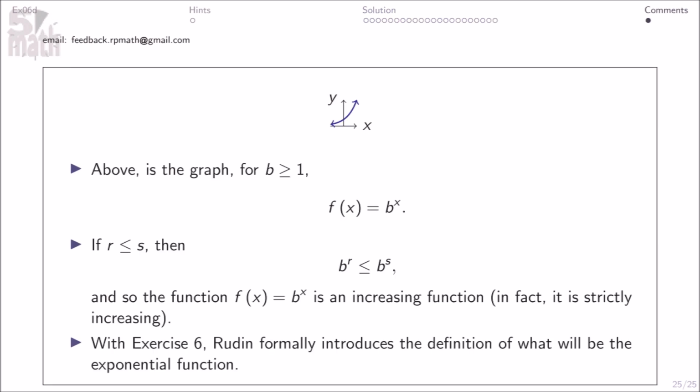Above is the graph for b ≥ 1, f(x) = b^x. If r ≤ s, then b^r ≤ b^s. And so the function f(x) = b^x is an increasing function. In fact, it is strictly increasing. With exercise 6, Rudin formally introduces the definitions of what will be the exponential function.